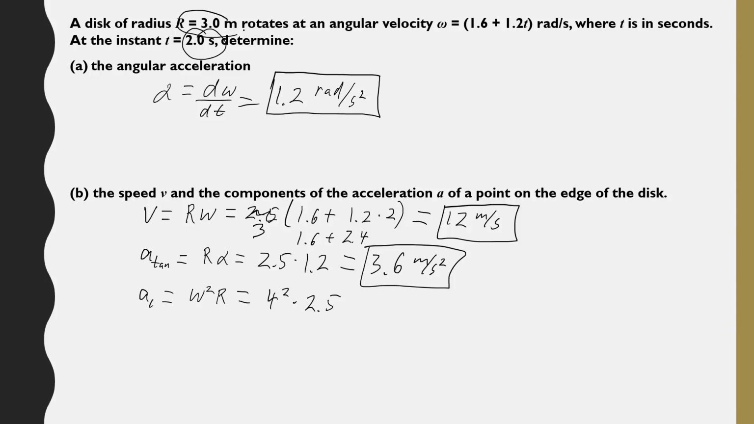Anyway, 2.5 was the radius on the last one. Now we're at a radius of 3, so this is also 3. There you go, fixing everything in the end. So we're going to have 16 times 3, which is 48 meters per second squared, which is quite a large acceleration. And we have these two different accelerations.